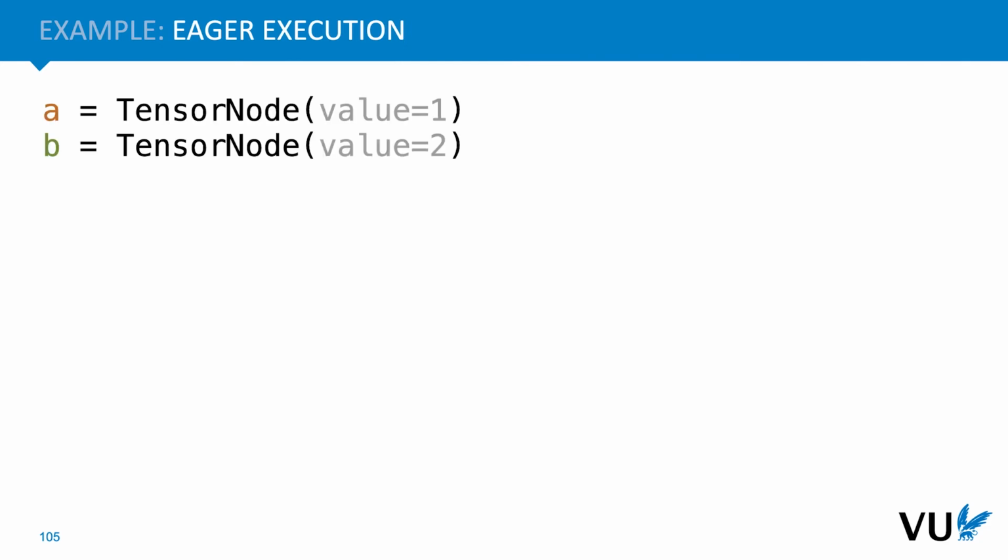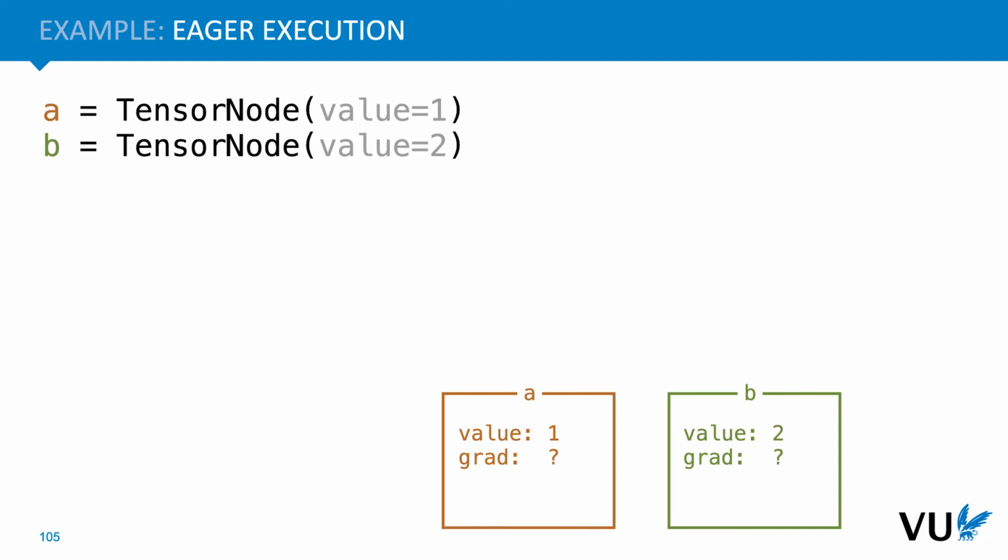The alternative is eager execution, where we build the computation graph and perform the computation at the same time. Here's what that might look like. Again, like before, we create the tensor nodes, but this time we give them values right away. So as before, we have two objects, each representing a tensor with a value and a gradient, but now the value is set at the moment the tensor node is created. We perform the computation, again, a multiplied by b.